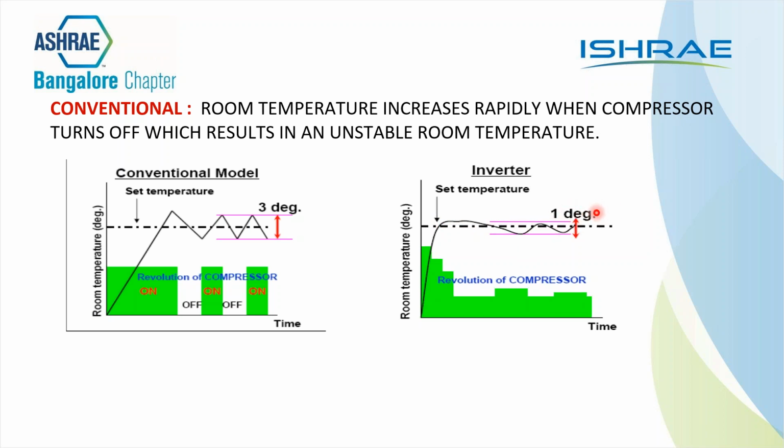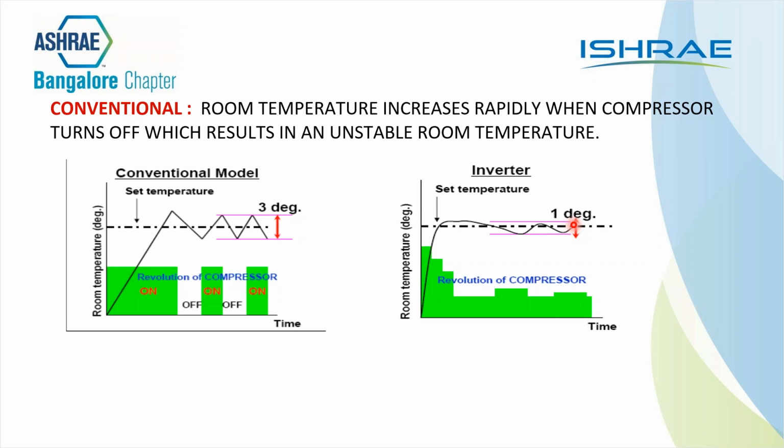So this on-off doesn't happen here. It maintains a constant temperature so that you do not feel uncomfortable. There is no increase or decrease in temperature during the working of the air conditioning system. This type of system maintains a constant temperature, thereby increasing the efficiency of the system and enhancing the comfort.